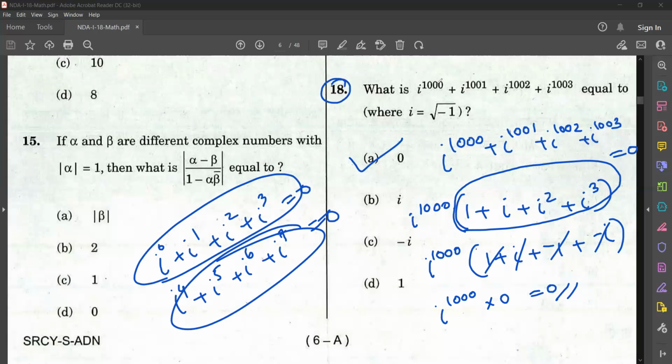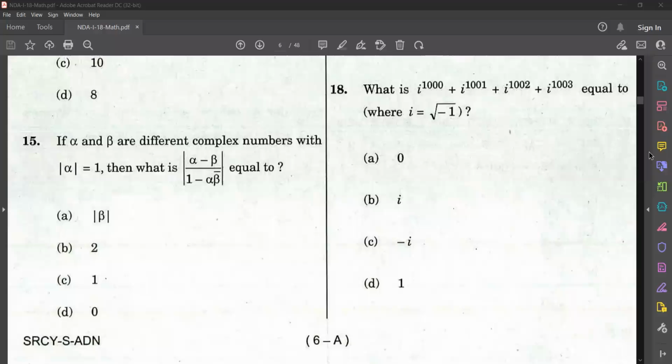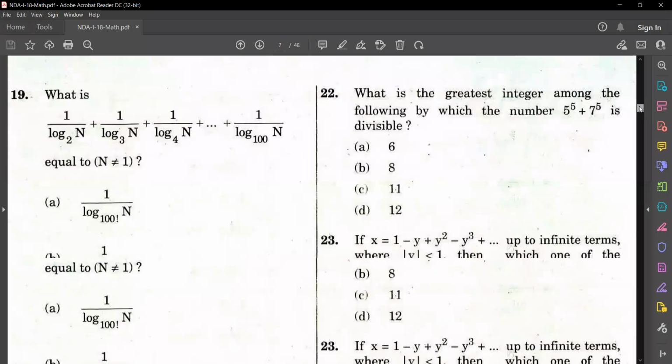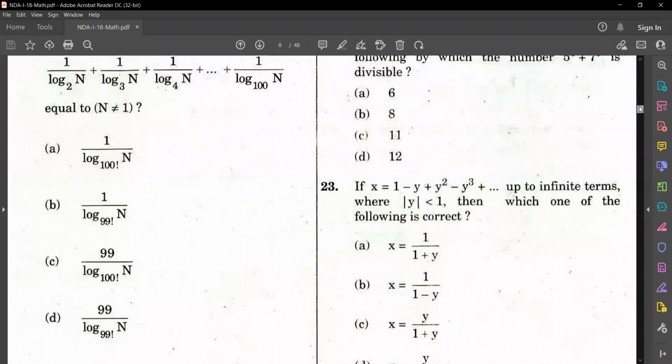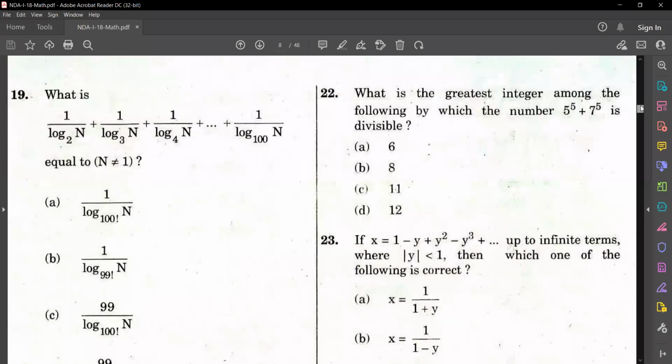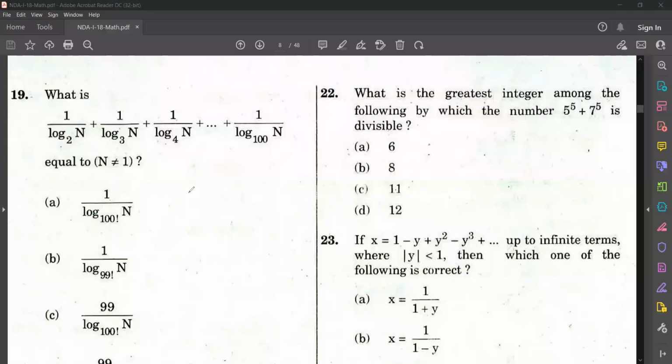Okay, so going to the question number 19. Question number 19. What is 1 by log to the base 2 of n plus 1 by log to the base 3 of n plus etc. up to 1 by log to the base 100 of n equal to? Earlier we have seen a question similar to this. So can you try yourself?